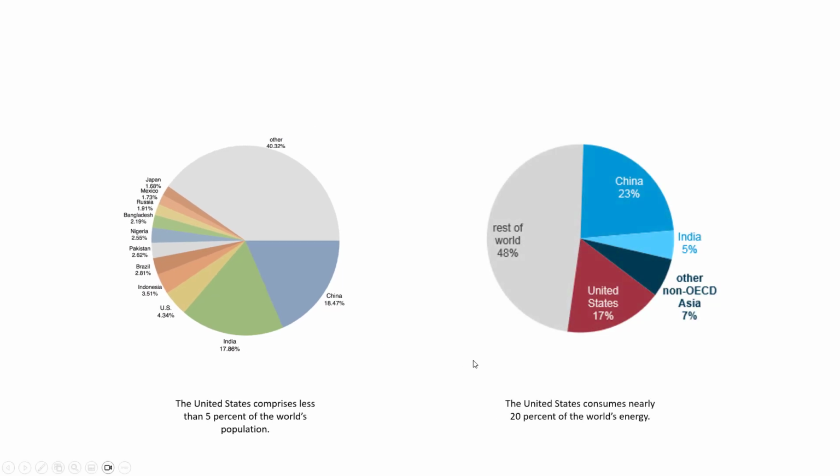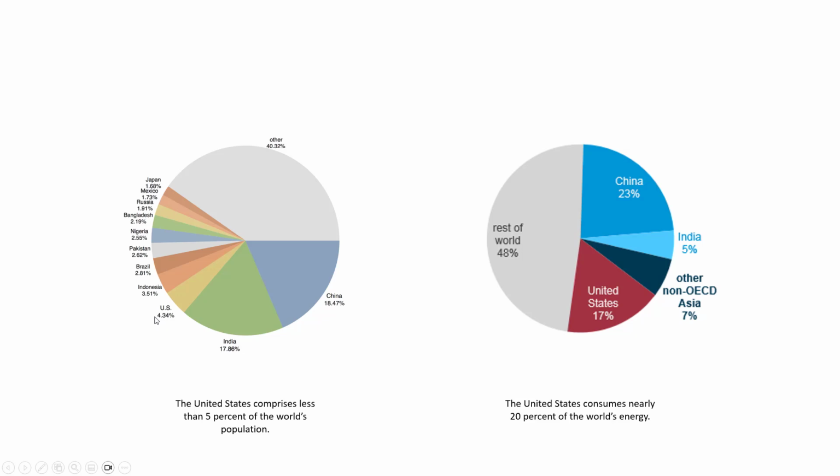And if you compare this with another diagram, which is in here, you will notice a surprising point. On the right, you can see the energy consumption of different countries. For example, 23% of the energy that is consumed in the world is being consumed by China, and 17% of the energy that is used in the world is used by the United States. And if you compare that with what we saw on here, you can see that this 17% is being used by only 5% of the world population.